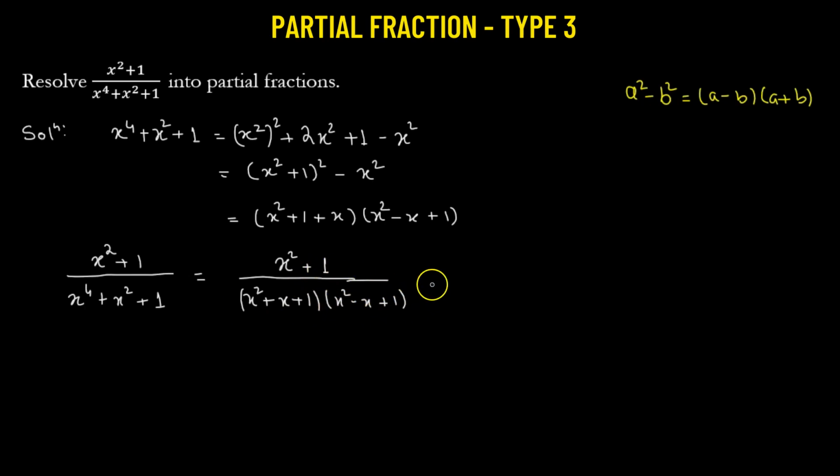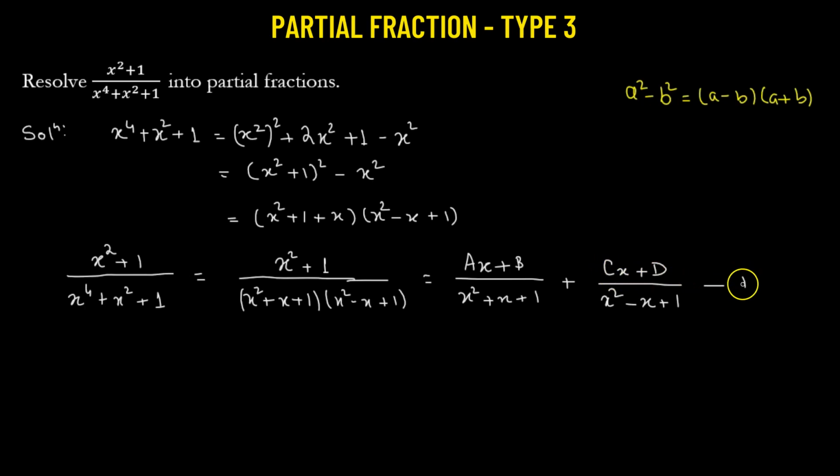All we have to do, since there are two factors in the denominator, is get two partial fractions. The first partial fraction will be something in the numerator divided by x squared plus x plus 1, added to another partial fraction. There will be some factors in the numerator, we'll come back to that in a moment, divided by the factor x squared minus x plus 1. Now here, x squared plus x plus 1 is a quadratic factor. Whenever we have a quadratic factor, the numerator will be considered to be ax plus b. And similarly, for the second partial fraction, the numerator will be cx plus d.